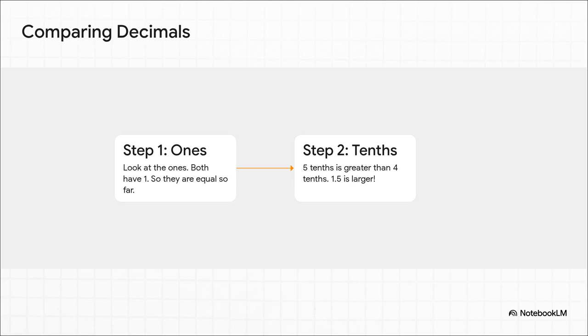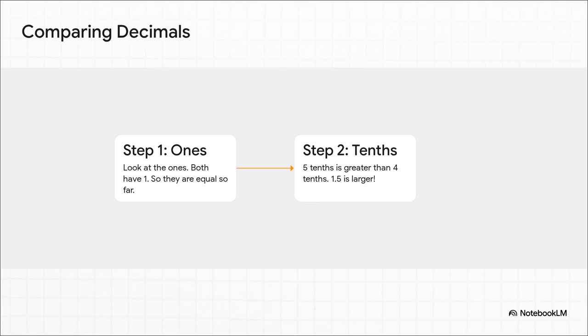To compare decimals, we just look at the digits from left to right. Step 1, look at the ones. They both have a 1, so equal so far. Step 2, look at the tenths. 5/10ths is greater than 4/10ths. And because 5 is bigger than 4 in that tenths column, 1.5 is absolutely larger than 1.45.